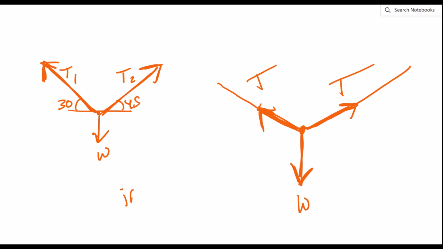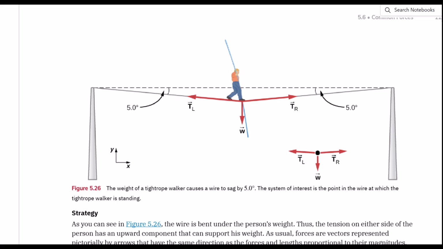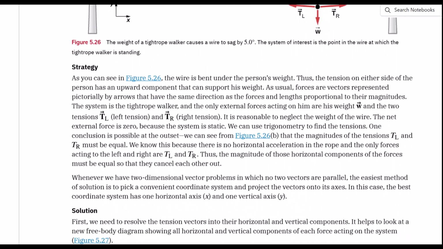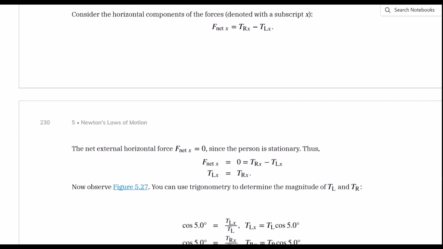One of my students loved the word inextensible. We assume the ropes are inextensible, meaning they don't stretch. They're non-stretchy ropes. If you want to do stretchy ropes, take classes like Mechanics of Materials, and then you can play with the stretchy rope game.